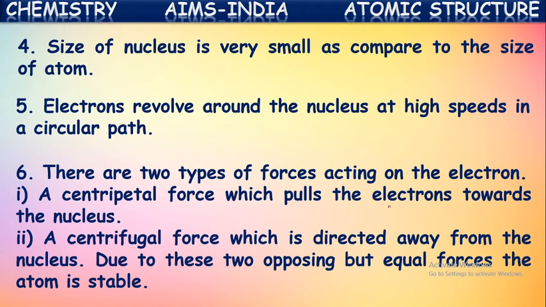So these two opposing and equal forces act on the atom, and so atoms are stable. These two opposing forces are equal in magnitude: one is pulling the electron towards the nucleus, and the other is pushing the electron outwards. Since these two forces act in equal quantity on the electron, the electron keeps moving in the same orbit, so the atom is stable. In this way, he explained the structure of the atom.